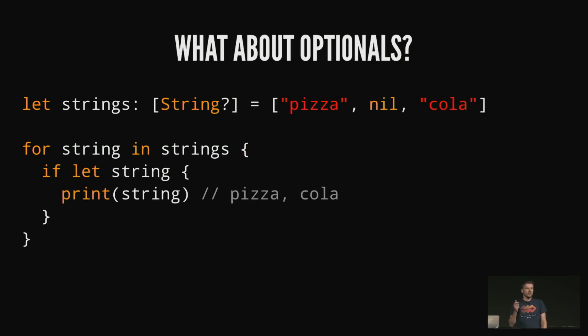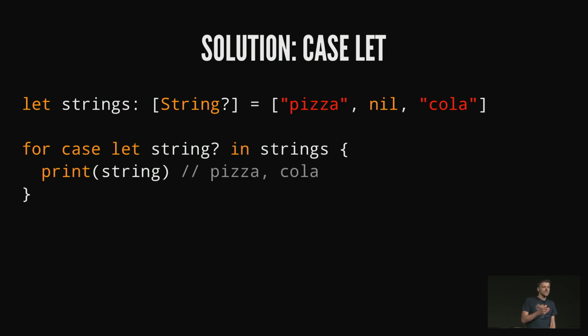But let's say you have a scenario where maybe you have a list of optionals and you want to unwrap the non-nil ones. And you can't use a where clause for that because you can't bind new variables inside a where. What you can do instead is you can use a case let. So this basically lets you bind your non-nil string variable inside your loop and then use it directly inside the loop without any further conditionals.